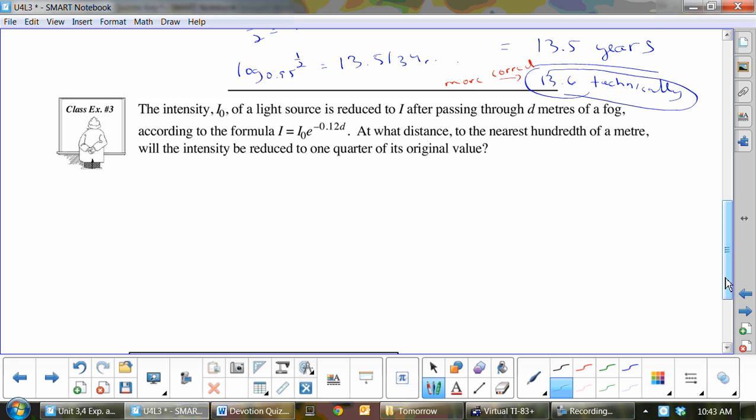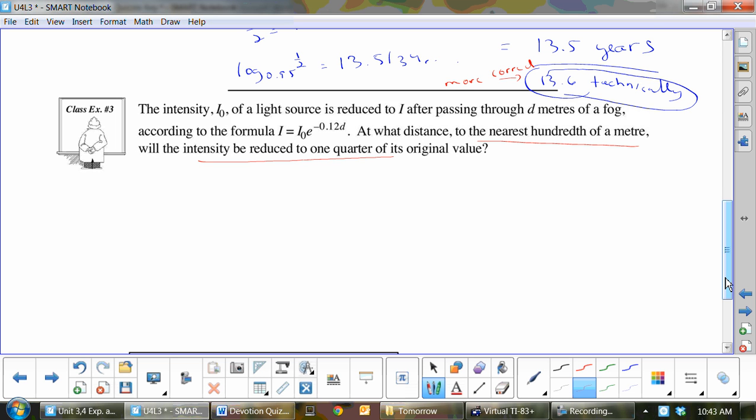Now, here's one where the light intensity of a light source is reduced to I after passing through D meters of fog. So D is the depth, right? Basically, I've got a headlight. The thicker the fog is, the less the light goes. It's not rocket science, right? But they actually try to figure it out. So what distance, to the nearest tenth or nearest hundredth of a meter, will the intensity be reduced to 1/4?